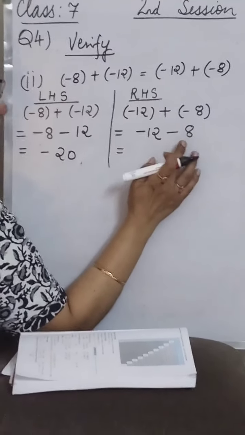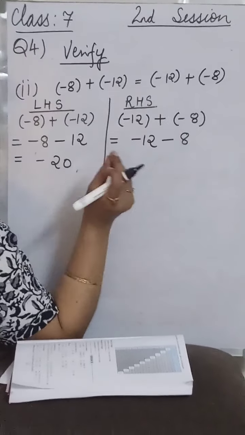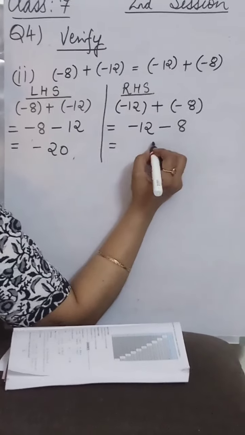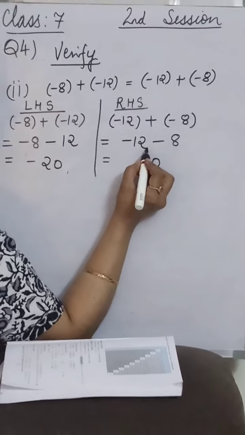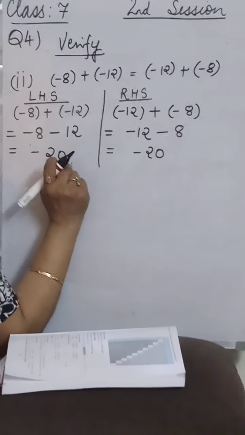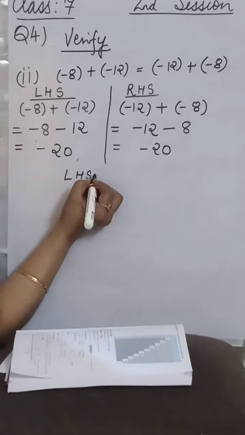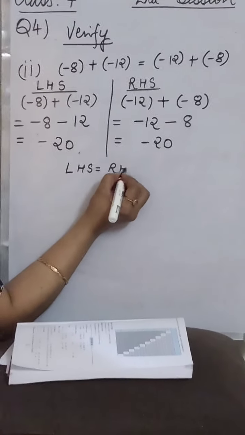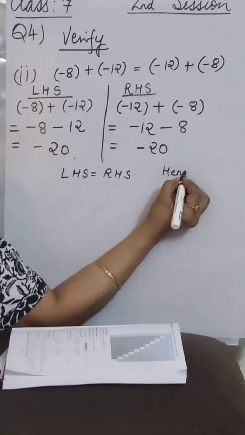Now both are having the negative sign. If both numbers are having a negative sign, we need to add them. 12 plus 8 is 20, and the sign of the greater number, that is 12, that is minus 20. Here we find LHS and RHS both are equal. So we will write LHS is equal to RHS, hence verified.